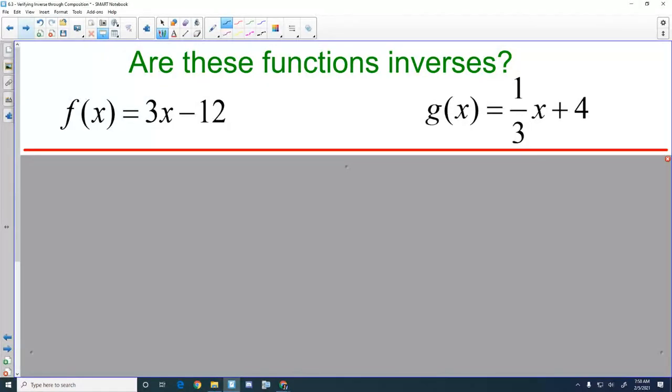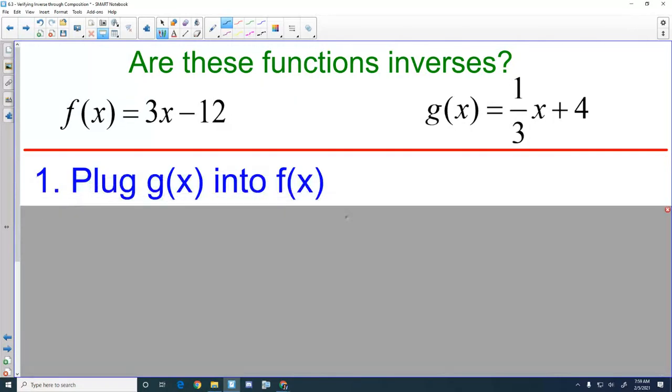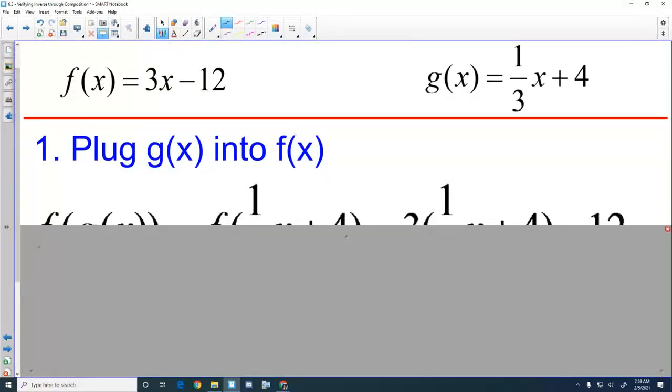So let's do one of these together. Then I'll have you do some on your own. So f of x is 3x minus 12, and g of x is 1/3 x plus 4. So are they inverses? So here are our steps. First, I'm going to plug the g of x function into the f of x function. So what does this look like?